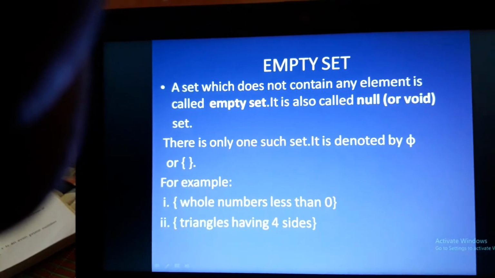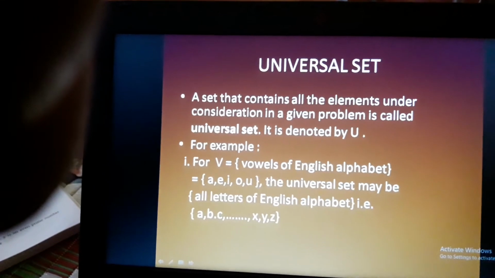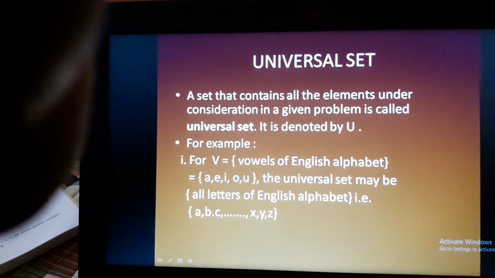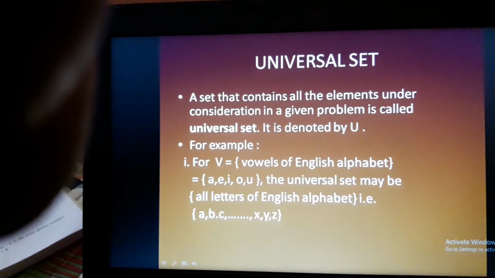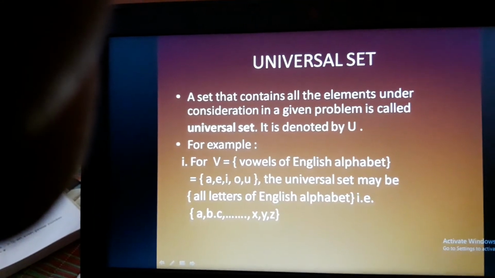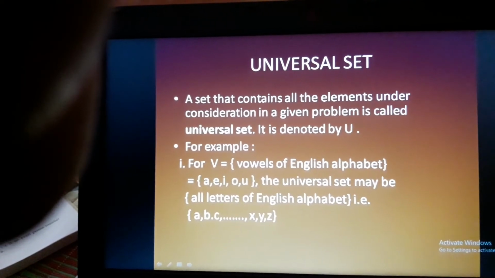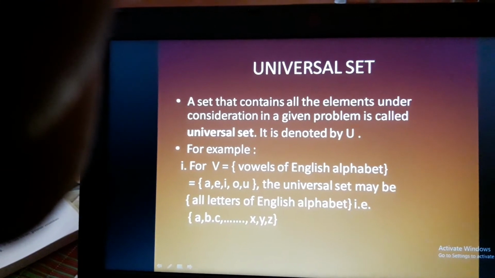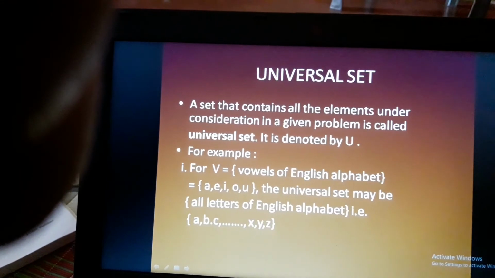Now let us move on with the next type, which is the universal set. A set that contains all the elements under consideration in a given problem is called the universal set. It is denoted by U. For example, see, for capital V equals vowels of the English alphabet, that is {A, E, I, O, U}, the universal set may be all letters of the English alphabet, that is in brackets {A, B, C, ..., X, Y, Z}.